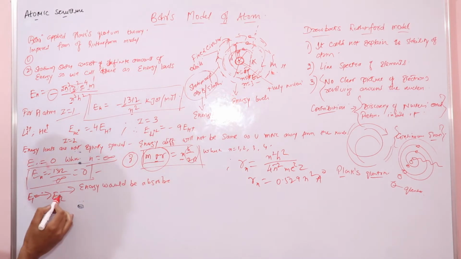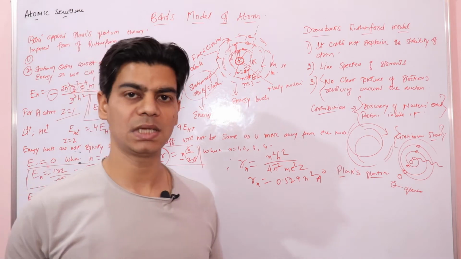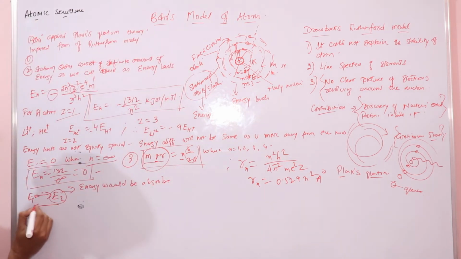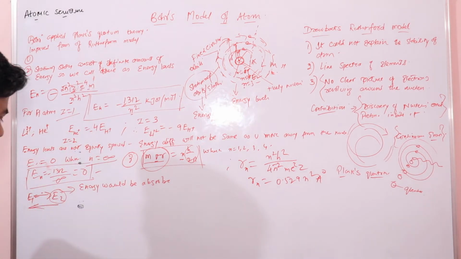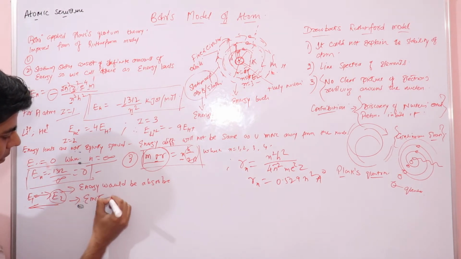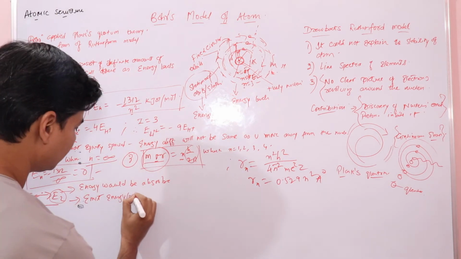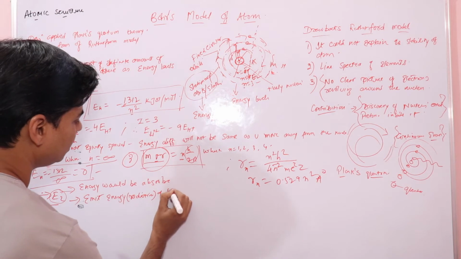Now, since it has moved to a higher energy state, it is an unstable energy state. So it will move back to its ground state, the lower energy state. When it moves to the lower energy state, it will emit energy, or it will emit radiation of frequency nu.